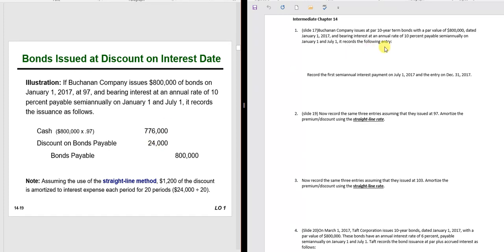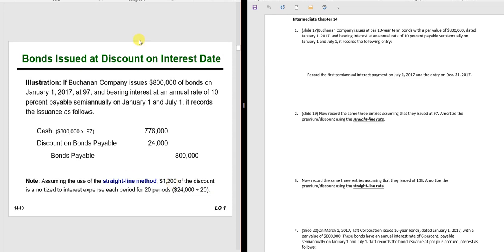Okay, now I said 10 years. Actually, it's 20 periods because they're paying semi-annually. So I take that $24,000 and I divide it by 20 periods, and so I have $1,200 of amortization of the discount. Okay, now think about this bond.